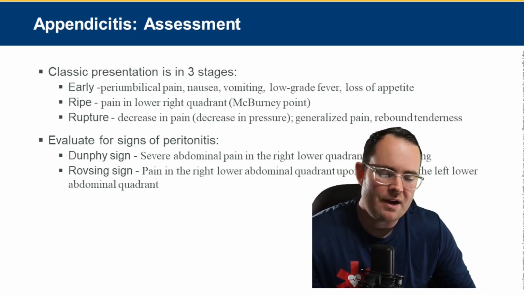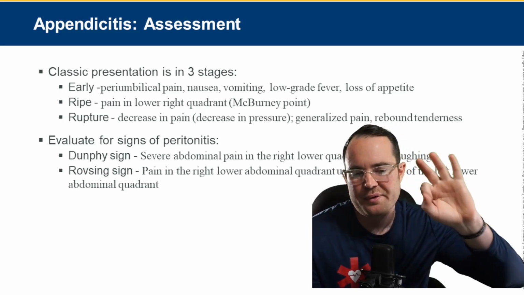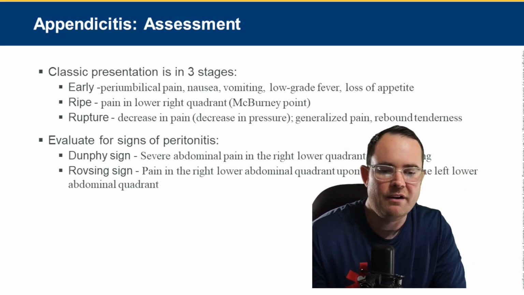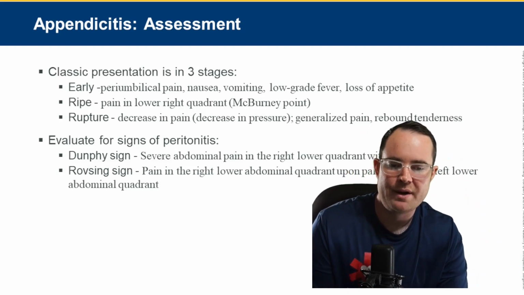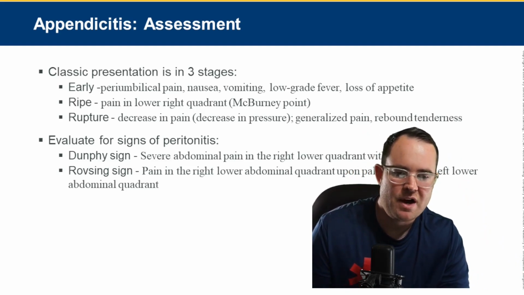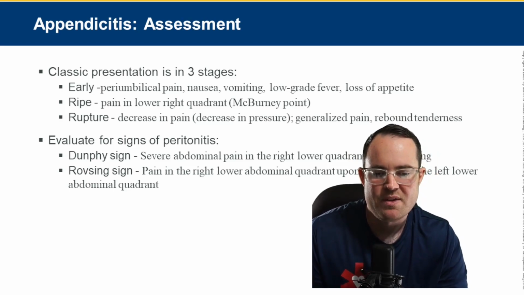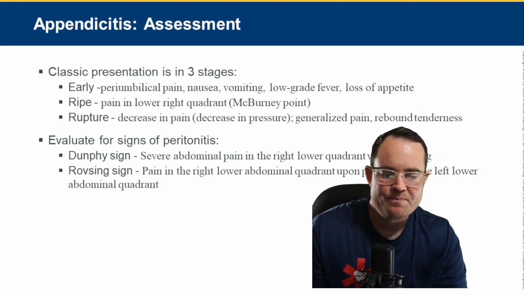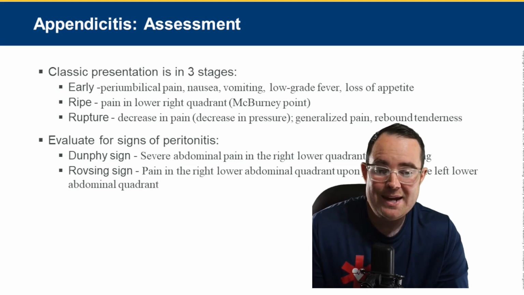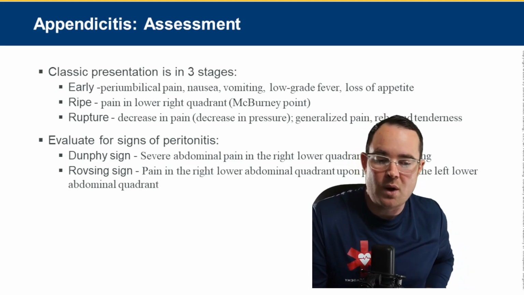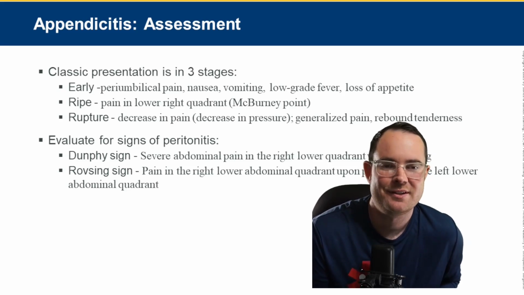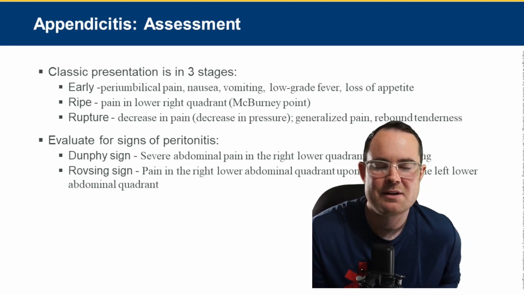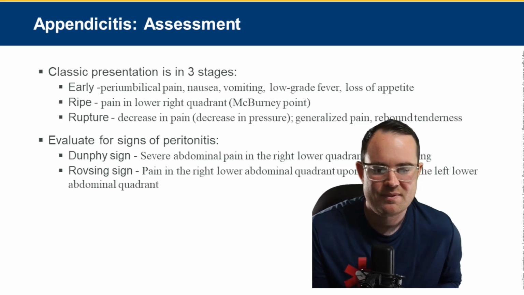First off, before we talk about the definitions, let's look at the three different presentations of appendicitis. We have early, ripe, and rupture. In early, there's peri-umbilical pain, nausea, vomiting, low-grade fever, and a loss of appetite. Peri-umbilical pain. Okay. Ripe is pain in the lower right quadrant. This is known as McBurney's point. Again, write this down. McBurney's point.